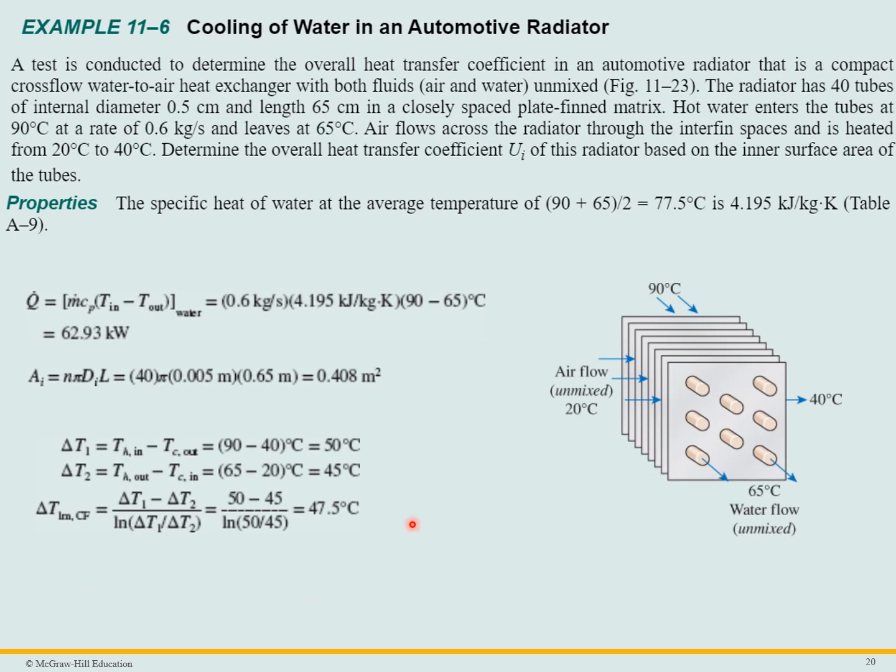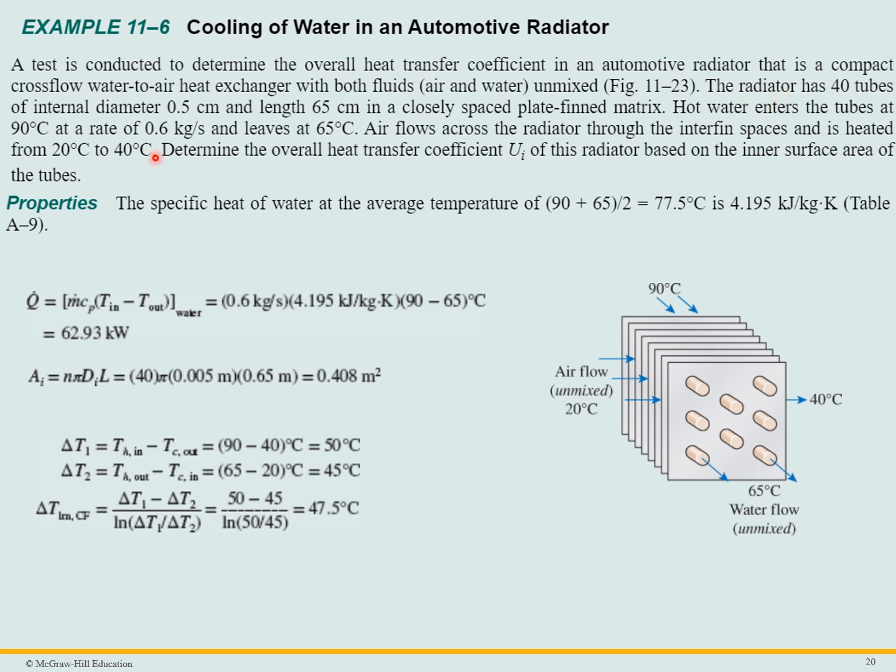So one more problem. Cooling water in an automotive radiator. A test is conducted to determine the overall heat transfer coefficient in an automobile radiator. That is a compact cross-flow water-to-air heat exchanger with both fluids unmixed. So this schematic here shows it. You've got the water flow coming in tubes. You've got the airflow coming through, and they're separated by these plates.